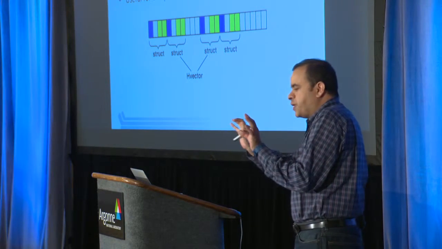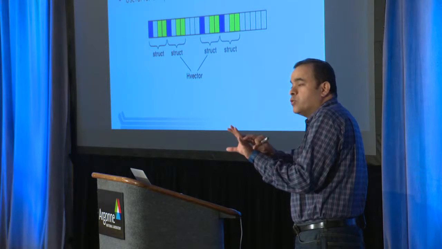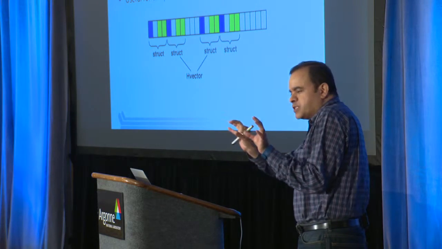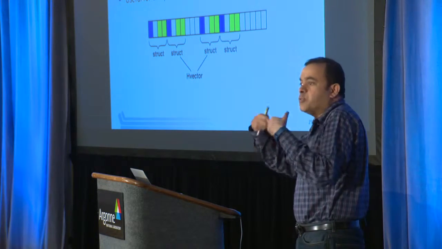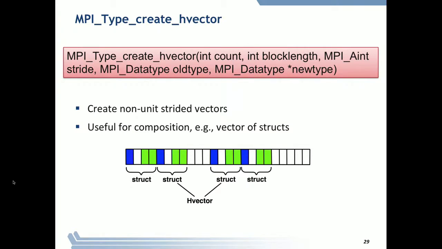So now your spacing between the blocks need not be in units of the old type. It could be something in between that. So it's more general. That's all. And I think H stands for heterogeneous. This is from the old MPI 1 days, and the name is slightly different. So this is called MPI type vector, and this one is called MPI type create H vector.